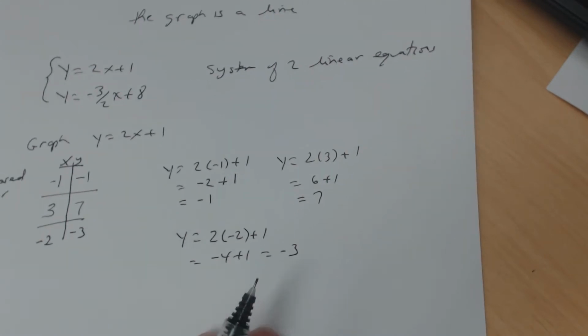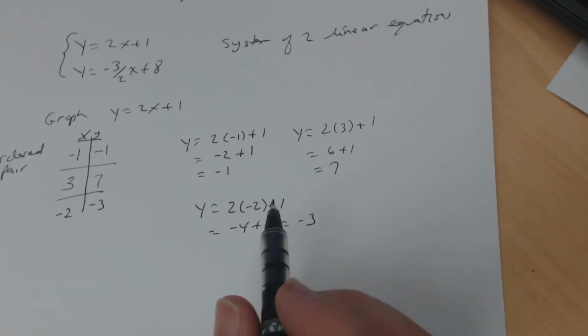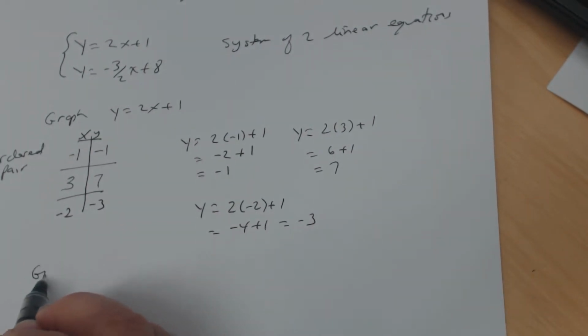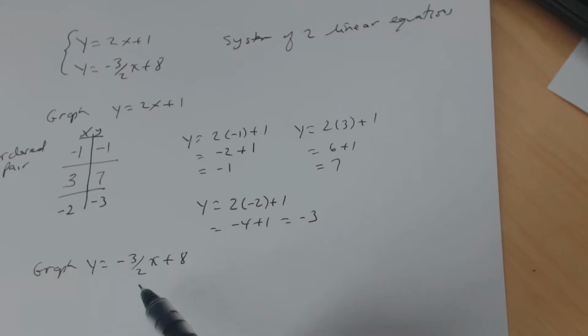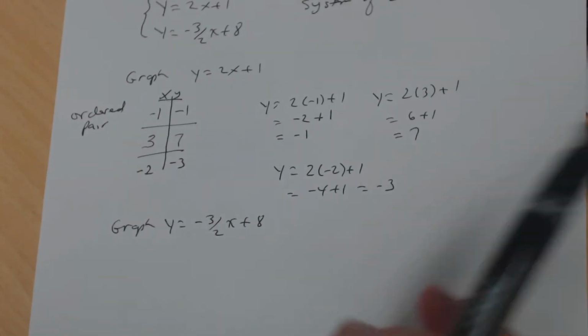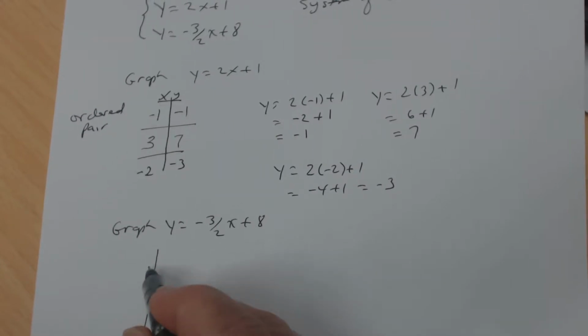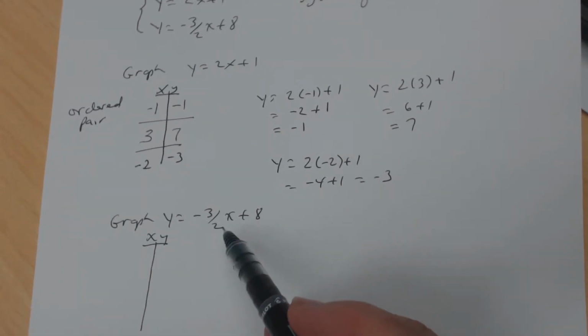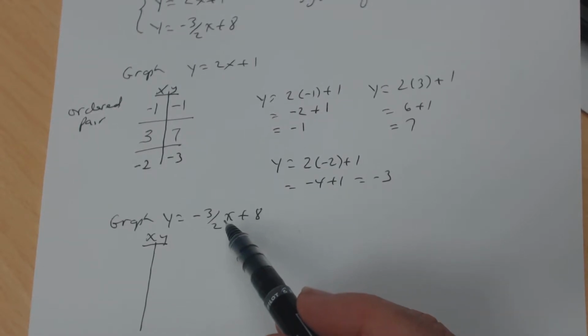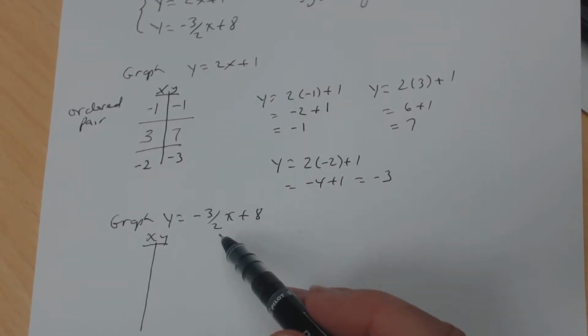See, the other line was y equals negative 3 halves x plus 8. So let's graph y equals negative 3 halves x plus 8. Now remember what you did when you had a fraction. And let's go ahead and use the t-table here. You chose numbers for x to make things easy on yourself. Now you could choose any number for x. You could choose any whole number, any integer, any decimal, a fraction, any real number.